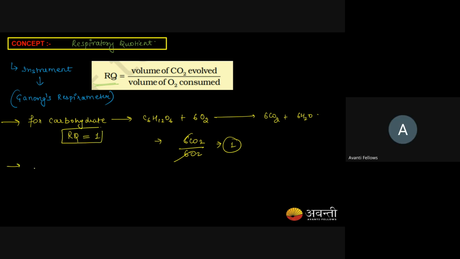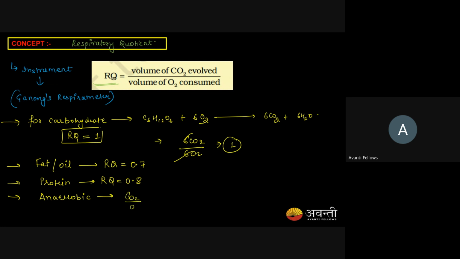And if we calculate it for fats and oils, RQ is equal to 0.7. For protein, RQ is equal to 0.8. For anaerobic respiration, there is no oxygen, so it means CO2 divided by 0 oxygen. There is no oxygen, so the answer will be infinite. Right or not? Right.